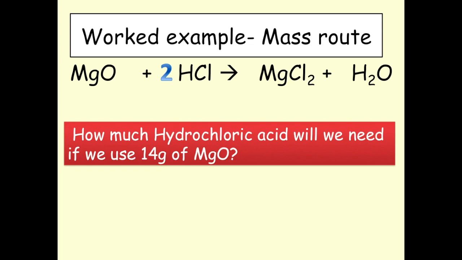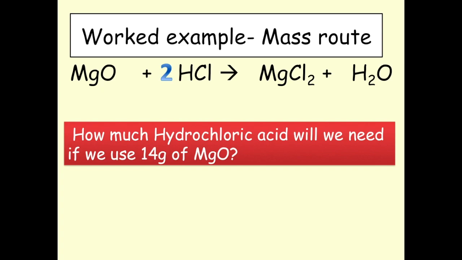Let's look at another question. And this question says, how much hydrochloric acid will we need if we used 14 grams of magnesium oxide, MgO, to fully react with it? Now, the problem with this question is there's 2 different ways of working it out. So I think most of the revision guides and most of the GCSE books go with the mass route, and that's often quicker. But this is the one you perhaps really need to listen to.